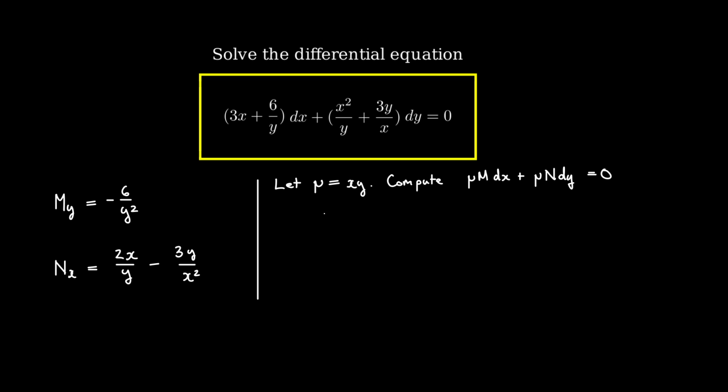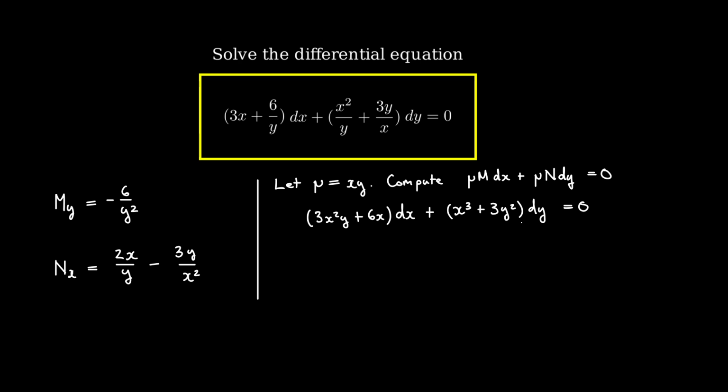And here you'll see that if we just quickly multiply everything through, we'll have 3x squared y plus 6x dx plus, what will this be, this x cubed plus 3y squared dy. So this is equal to 0. So if we multiply the mu throughout, this is what we get. And because we've removed the fractions, differentiation here is going to be a lot easier.